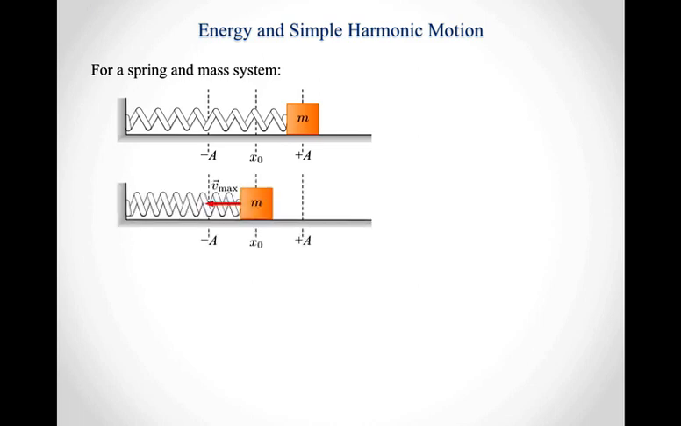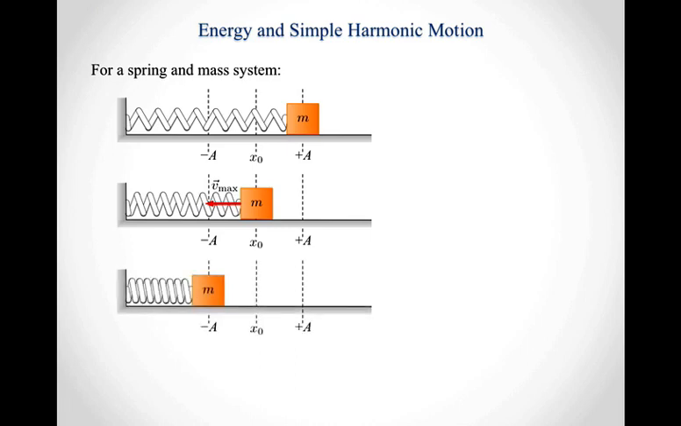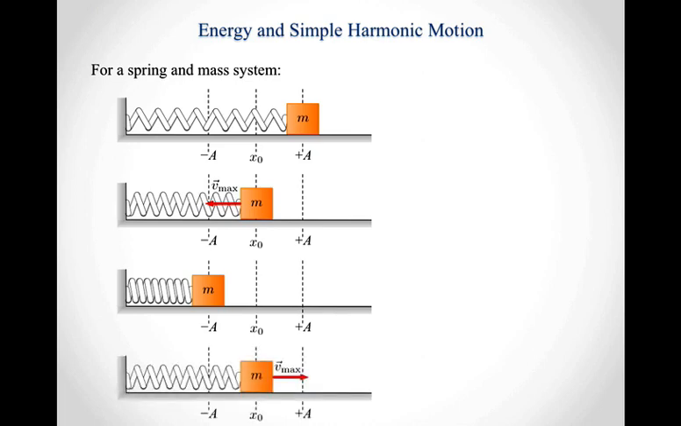And so it's going to start moving back towards equilibrium. When it gets to equilibrium, it'll be moving its fastest. It's going to continue to slide over until it gets to the opposite amplitude. It's going to come to a stop there, and then it's going to begin to bounce back so that, again, as it passes through equilibrium, it's passing at its maximum speed.